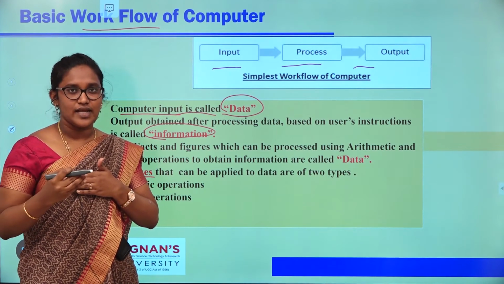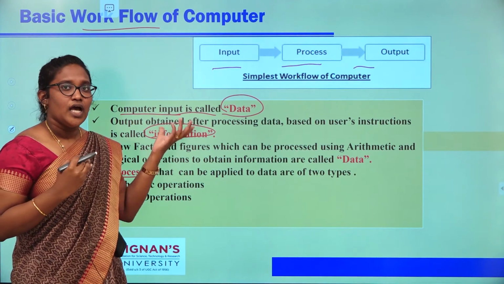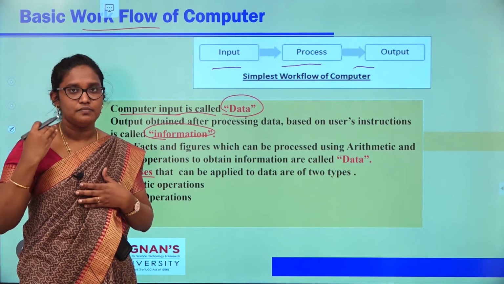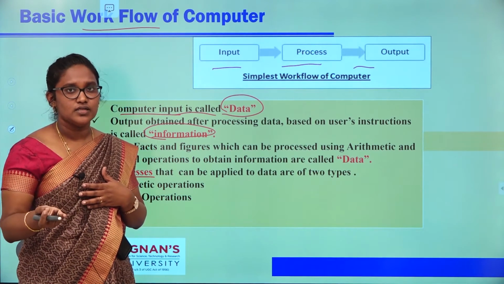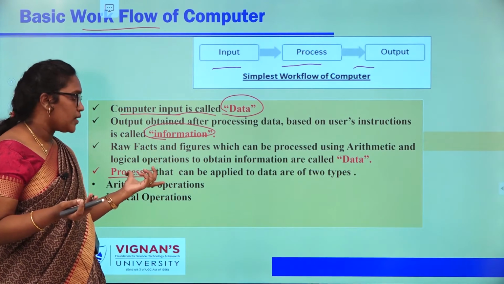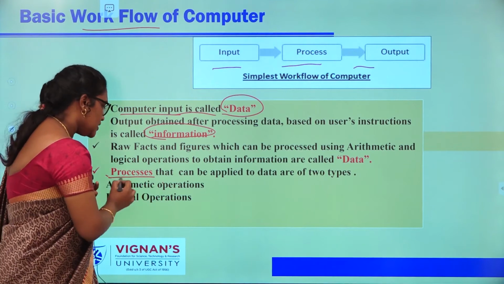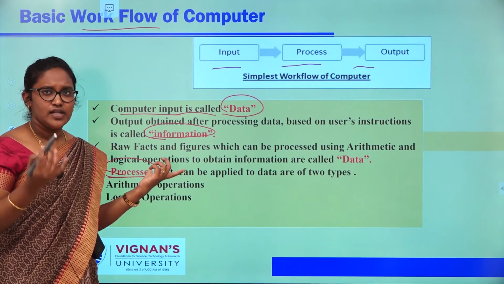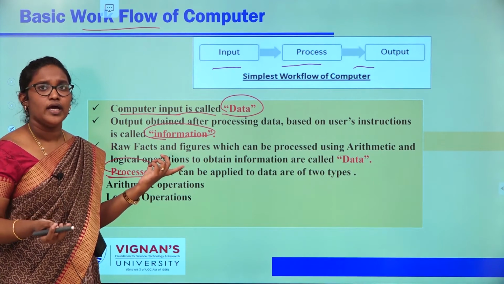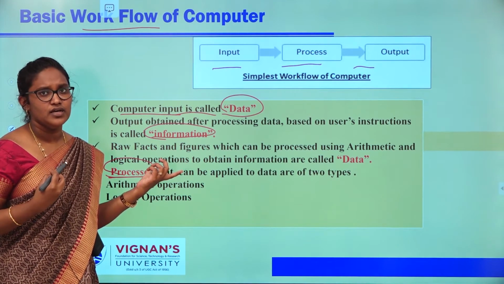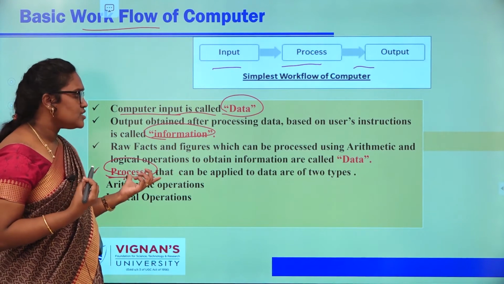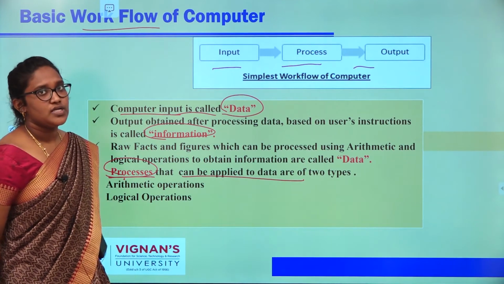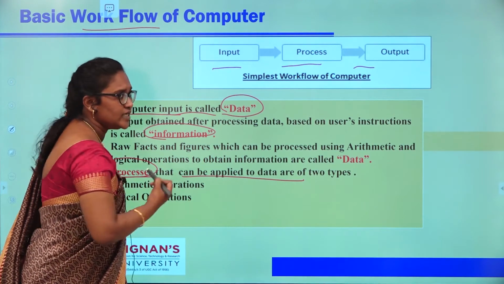As we all know, in the first slide we discussed taking the eye as an input, the brain as a processor, and the mouth as an output. So here, consider this process as a brain. What does this brain do? It will act according to the input given by the user. So, process performs processing operations on the data.